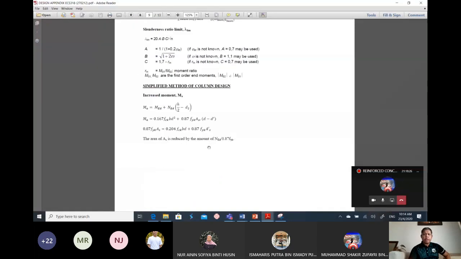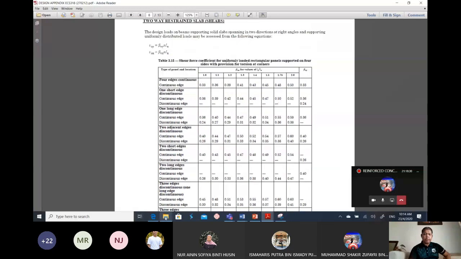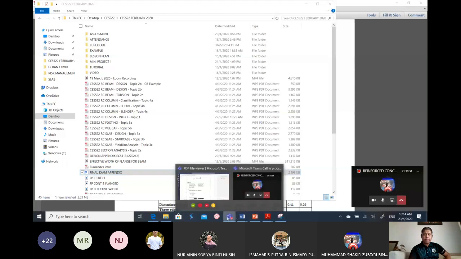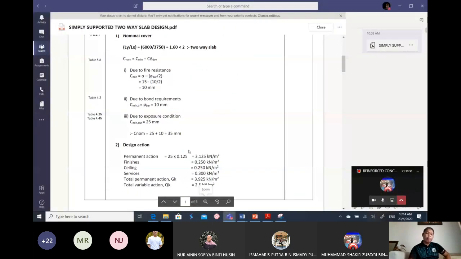So in my previous note, I already showed you Table 7.4N, which is a table for slab span over depth ratio. So you compare both values, get the maximum one, and then you determine the slab thickness. In my case here, the slab thickness is already given.